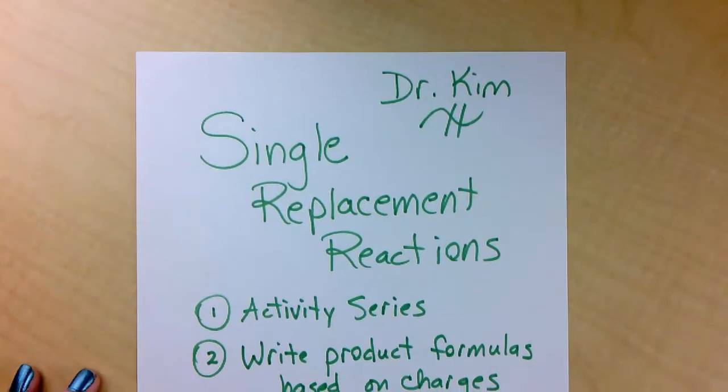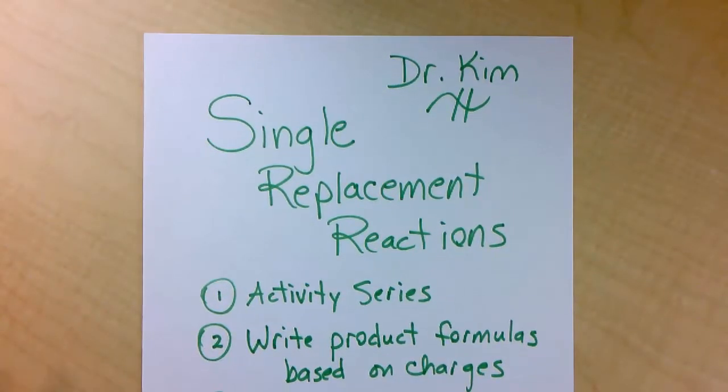The second step is to write the product formulas based on that switch. Now you have to do your charges. So in the videos where I work out an example, pay attention. When we write the product formulas, we have to do our charges. You have to make the compound add up to 0.